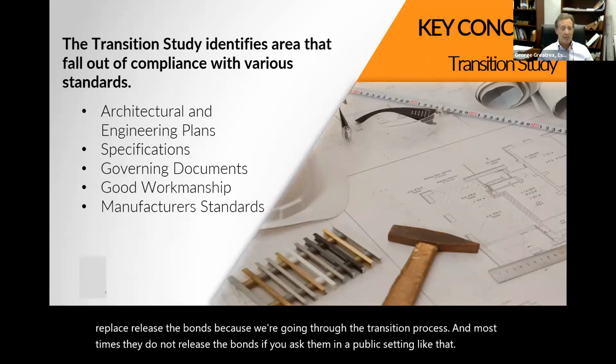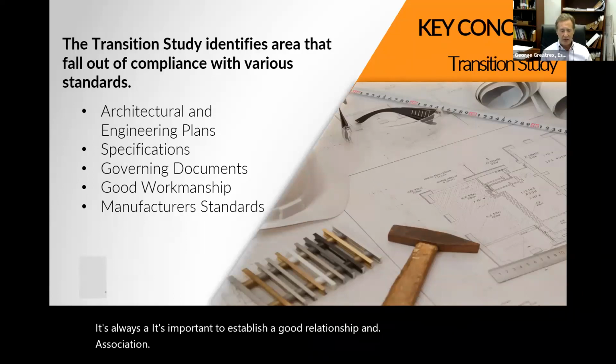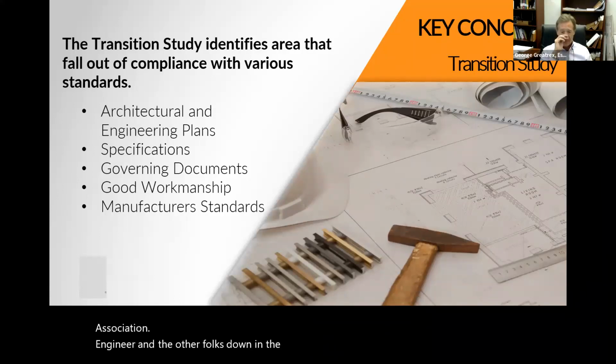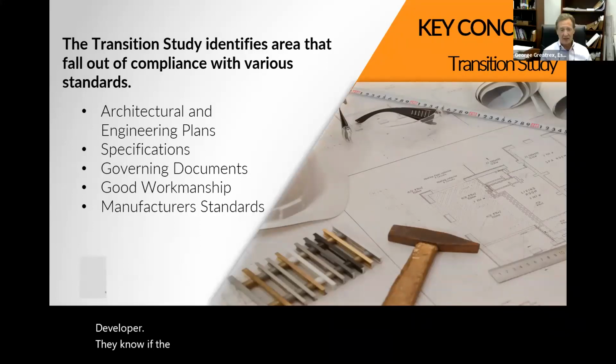So it's always important to establish a good relationship and open communication between the association and the township engineer and the other folks down at the township, because there is no legal obligation for the town to act based on the desires of the individuals. Their obligation is vis-a-vis the developer and the bond document, right? But if the township knows that the residents are interested and would be upset if the bond was released before asking them, that usually helps in the communication process.